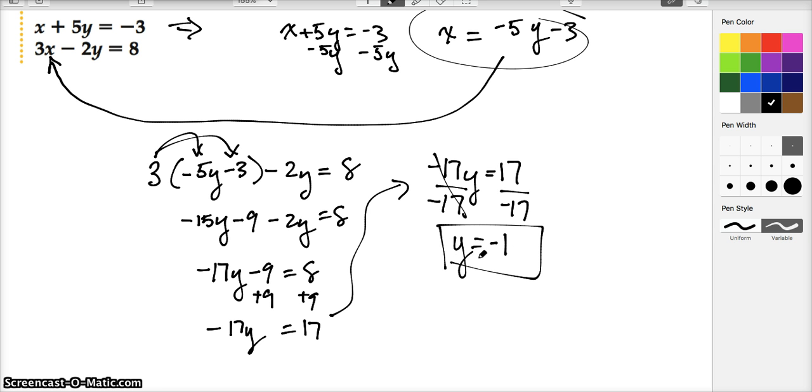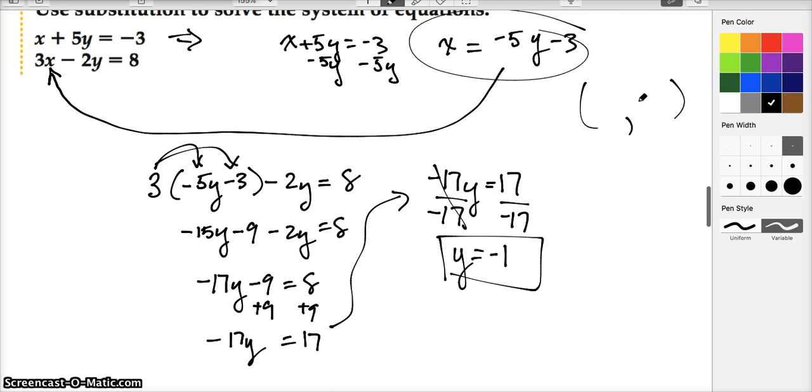And I'm done, right? Am I? No, never done. Always have to find two values. So I've got a negative 1 here for my y, and my x value, fortunately for me, I already solved for x. I'm going to pull that original equation out. x is equal to negative 5 times negative 1 minus 3, which is 5 minus 3, which is 2. And so I get 2.